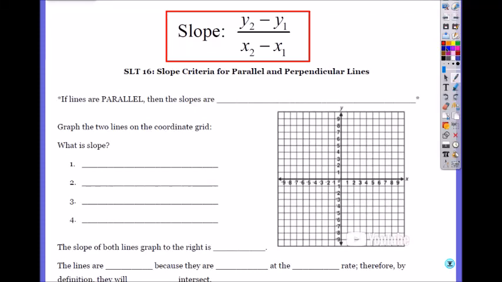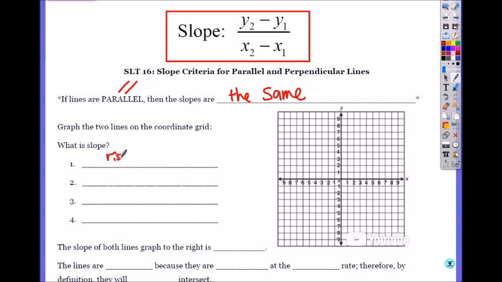What is slope? Slope is y2 minus y1 over x2 minus x1 if you have 2 points. And if the lines are parallel, then the slopes are the same. They're equal. If they have the same steepness, then that means what? They are parallel to each other, right? If they have the same slope. So what is slope? What are other words for slope?